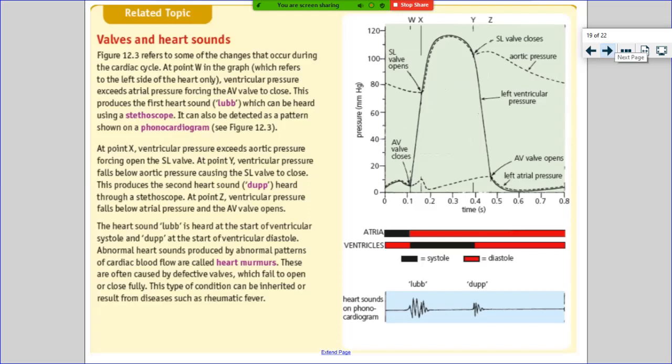You can pause the video again and have a read through this slide. I'm not going to read through it, but basically the closing of the valves brings about the heart sound. So when you listen to a heartbeat, if you like, using a stethoscope, you can hear the closing of the AV valves here at this point, and you can hear the closing of the semilunar valves at this point here. So the closing of those valves creates a lub-dup sound, lub-dup sound, and that's the sound of the heartbeat.